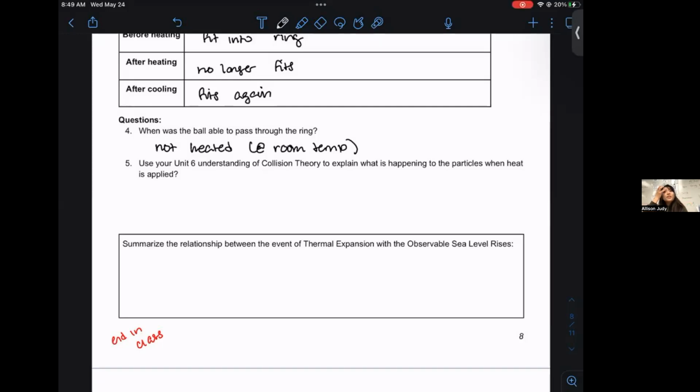So can I have one person please share their response, even if it's not finished, even if it's not the most eloquent version of it, using your unit 6 understanding on collision theory, explain what is happening to the particles when heat is applied. Aislinn?